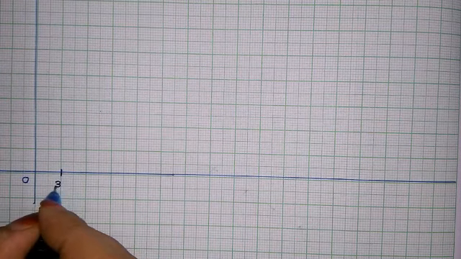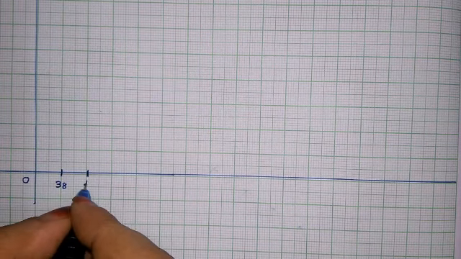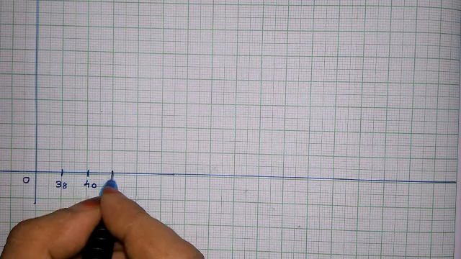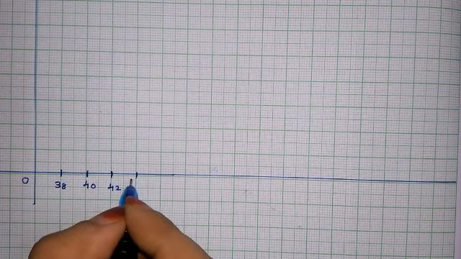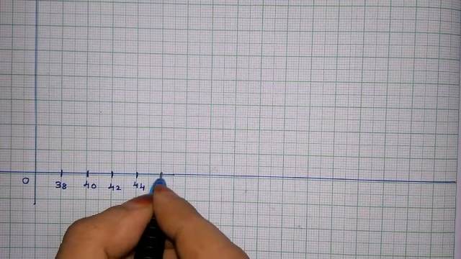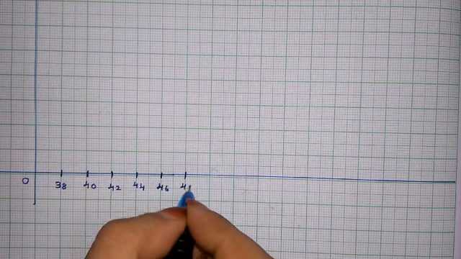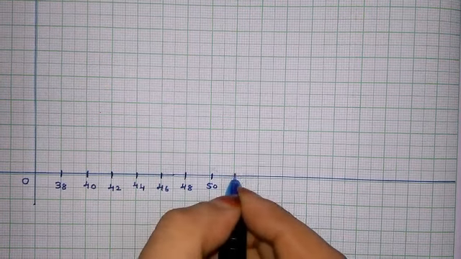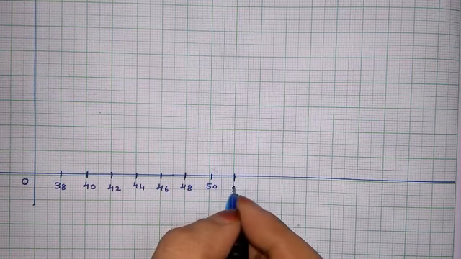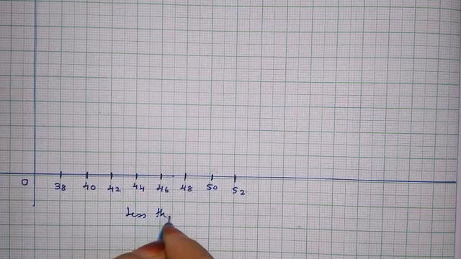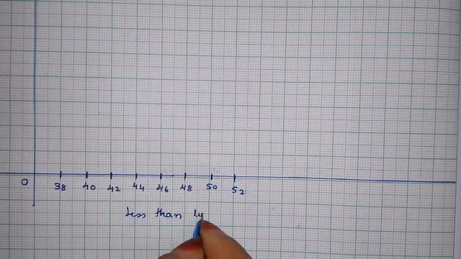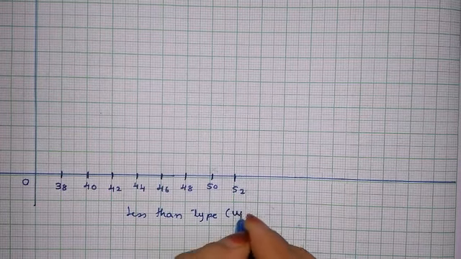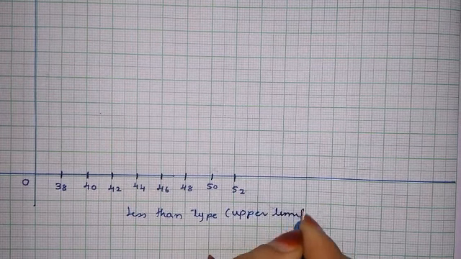Okay, so here 0, they have given 38 numbers. I will just go on writing 38, 40, 42, 2 numbers difference. Okay, then 44, 46, 48, 50, then 52. Okay, this is the less than type, this side x-axis, upper limits. You can also write upper limits.